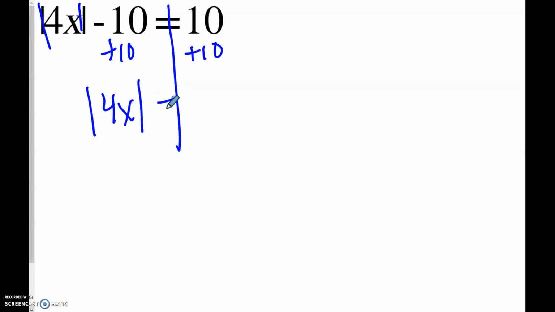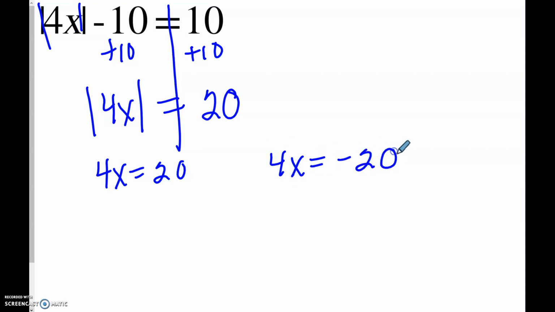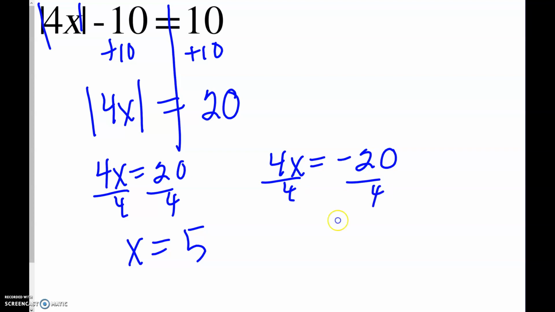Now in the problem that we have here, when we do our work and we have our absolute value, so we're going to add 10, we have 4x equals 10 plus 10 is 20. Now that number's not 0, so I know when I set this up, I'm going to have 4x equals 20 and 4x equals negative 20. Divide by 4, so it looks like x is 5. Divide by 4, and it looks like x is negative 5. So here we're going to have two solutions.